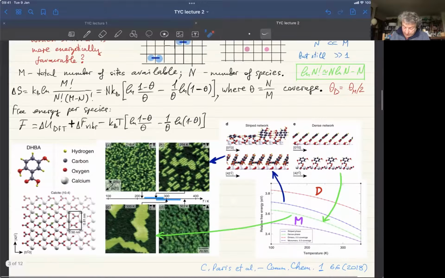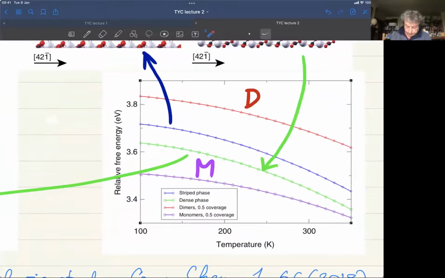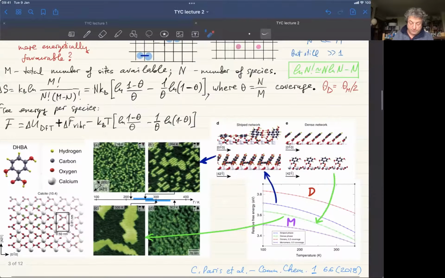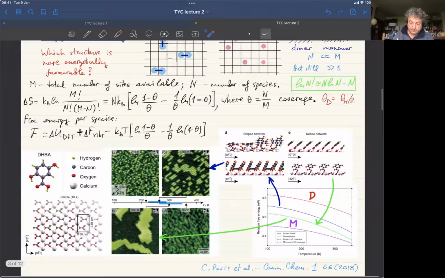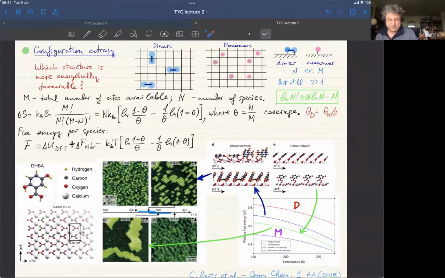in which I show the free energy of four systems. So this is the free energy as a function of temperature of the stripe network. This is the free energy of the dense phase. But there are also two other free energies, and these were actually very important in understanding the experimental results. The first one, marked D, is the free energy of a gas of dimers on that surface. And the M is the free energy of the gas of monomers on that surface.